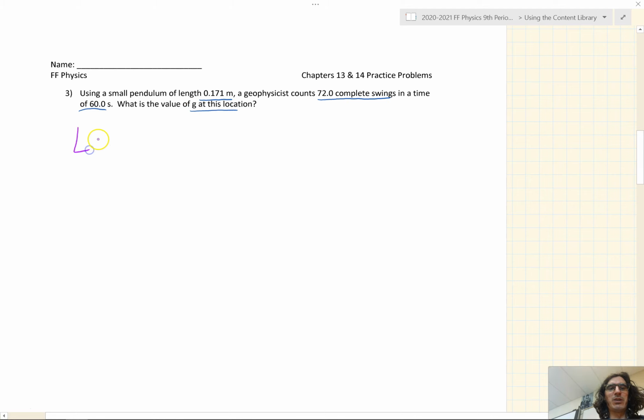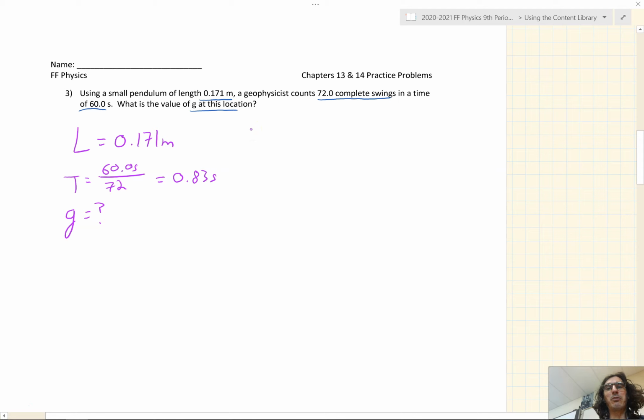The length of the pendulum is 0.171 meters. It completes 72 swings in 60 seconds. We can calculate its period, that's the time for one swing. So that would give us 60 seconds over 72 swings, which gives us a period of 0.83 seconds per swing. And we want to find the acceleration due to gravity at this point.